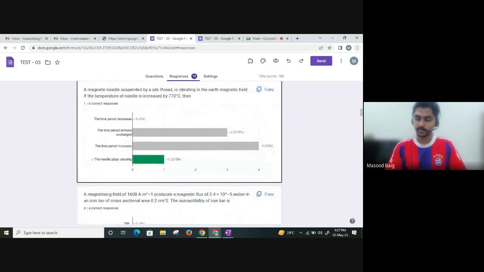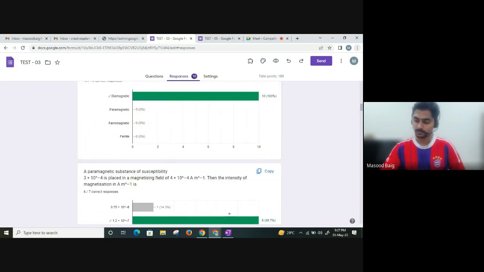A magnetic needle suspended by a silk thread is vibrating in the Earth's magnetic field. If the temperature of the needle is increased by 770 degrees Celsius, by 770 degrees Celsius means from room temperature if I take, so delta theta value is given as 770. I've not seen that question. Okay.